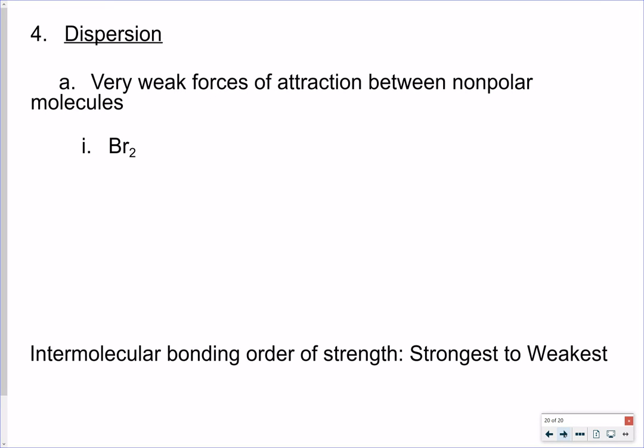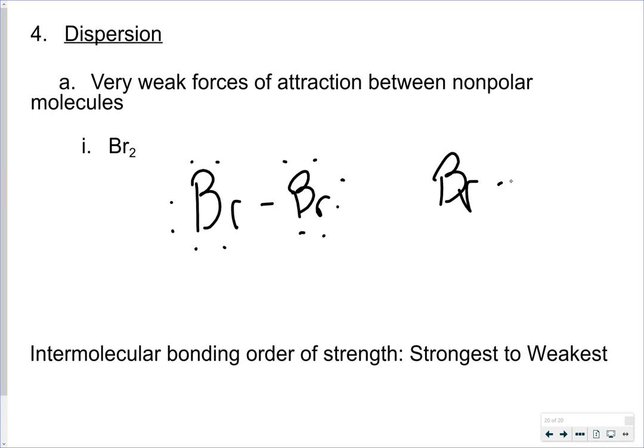And then finally, we have dispersion. Dispersion is just a very weak kind of attraction between the two. So you have Br2, and then you have another Br2, and there's some kind of attraction between the two. You know, it kind of is attractive, but it's not completely attractive.